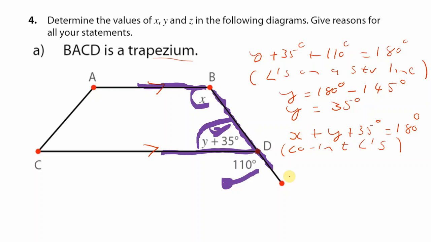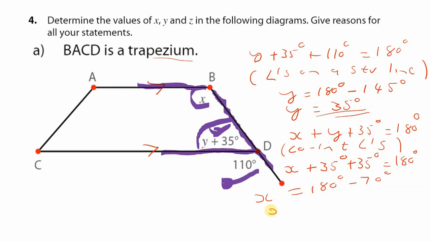So now we have x plus, we already solved y, so we can replace y with 35 degrees, substitution, plus another 35 degrees equals 180 degrees. Now we can solve x on the one side, 35 plus 35 is 70, swim across, the plus 70 becomes minus 70. So therefore x is 110 degrees.